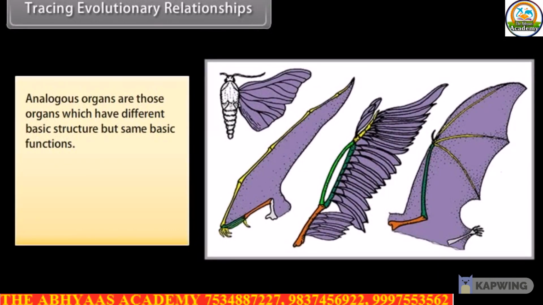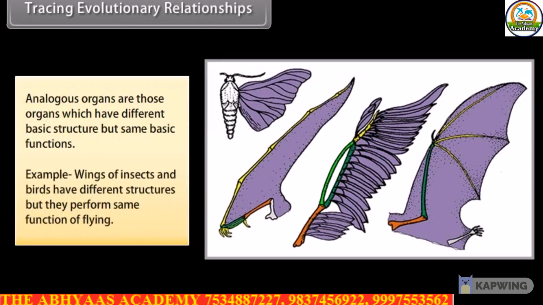Analogous organs are those organs which have different basic structure but the same basic functions. Example, wings of insects and birds have different structures but they perform the same function of flying.